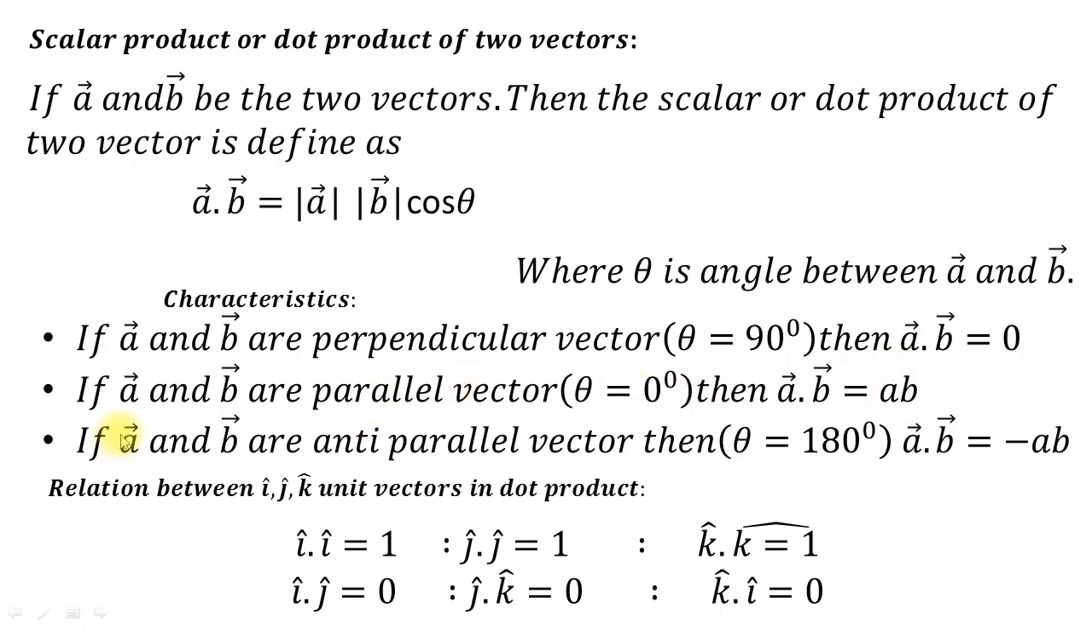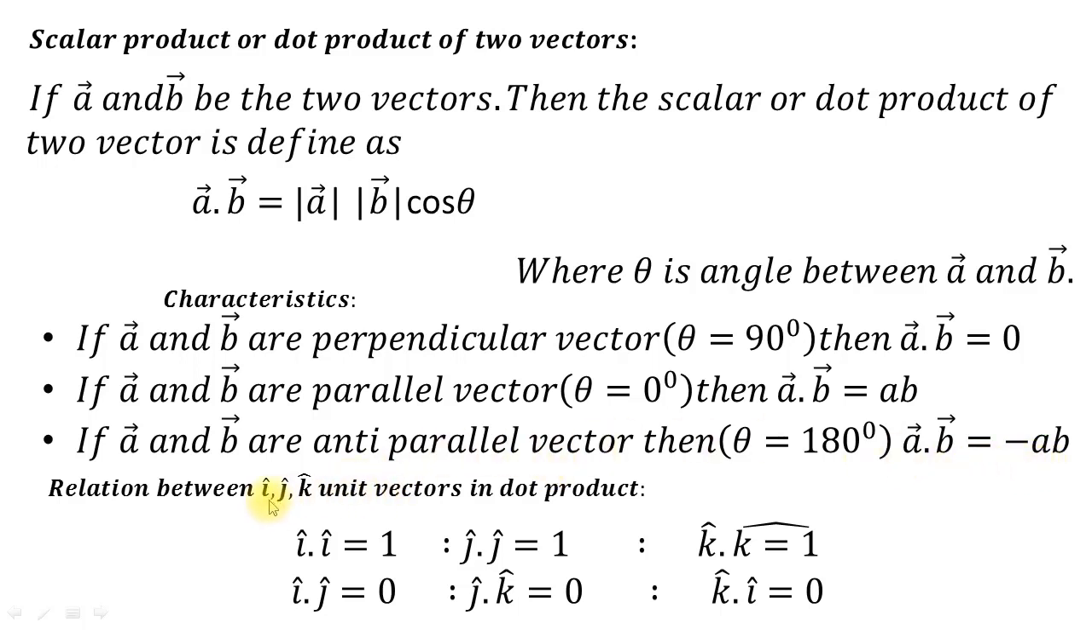If vector A and vector B are anti-parallel vectors, that is, the angle between these two vectors is 180 degrees, then the scalar product of these two vectors will be equal to minus AB.